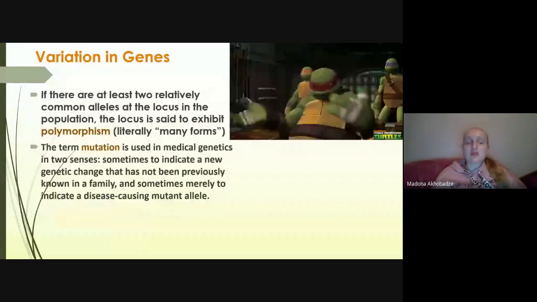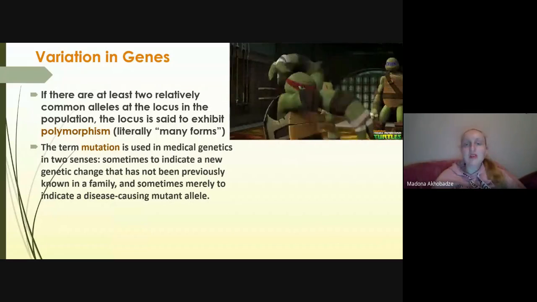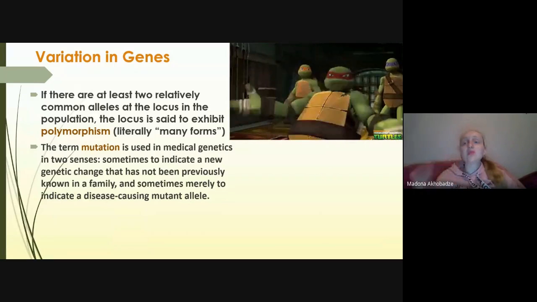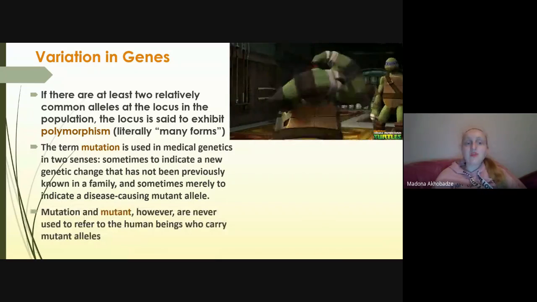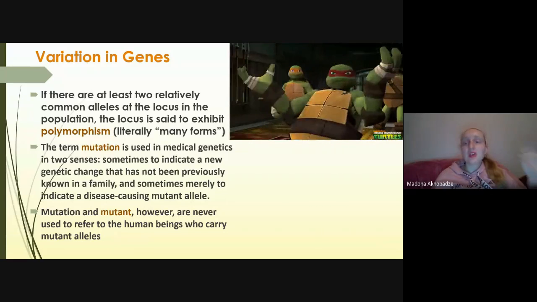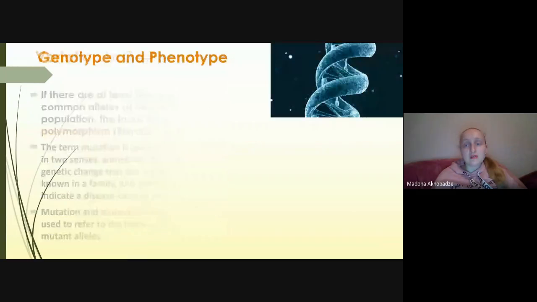The term mutation is used to define two things: the process by which mutation occurs and the change itself. In medical genetics, the term mutation is used in two senses: sometimes to indicate the new genetic change that has not been previously known in a family, and sometimes to indicate the disease-causing mutant allele itself. Mutation and mutant are never used to refer to the human being who carries the mutated alleles. That is very offensive and not cool.